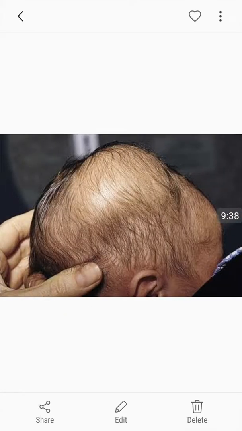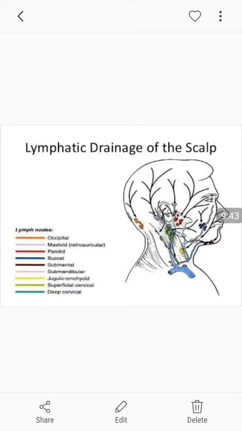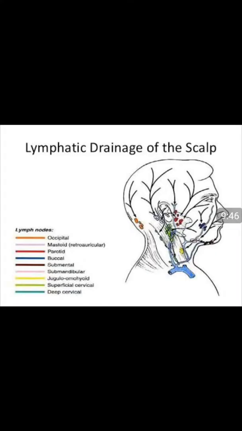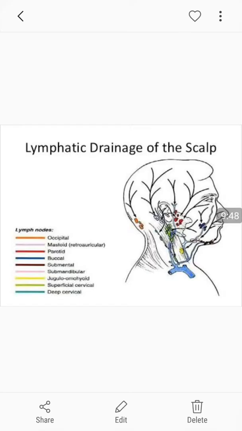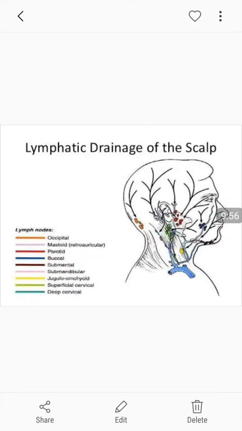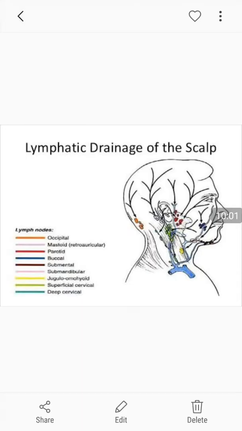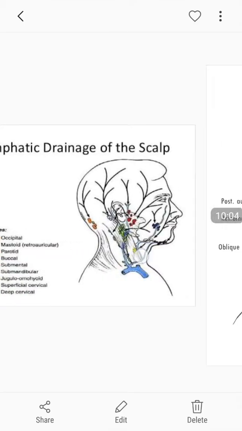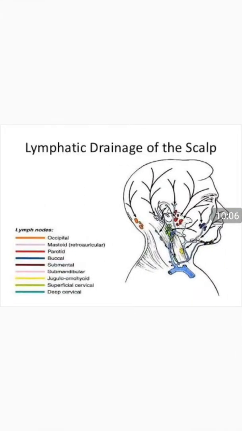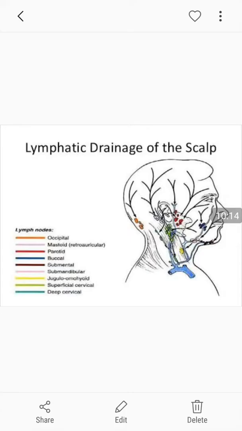Okay, so this was brief. Here, preauricular, then mastoid in the orange, then superficial cervical, deep cervical, and parotid, and then submandibular lymph nodes. So all the lymph finally drains into the venous system.